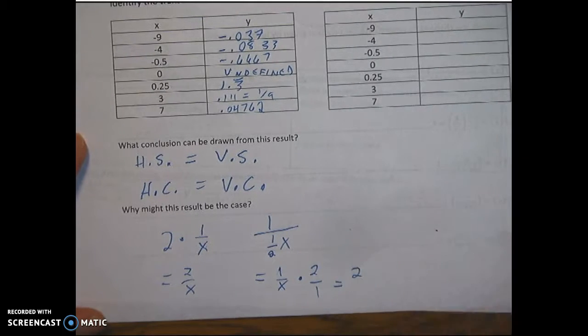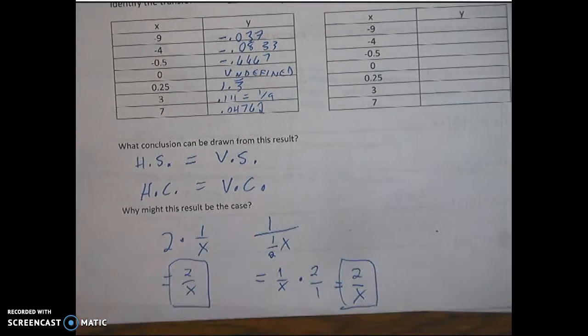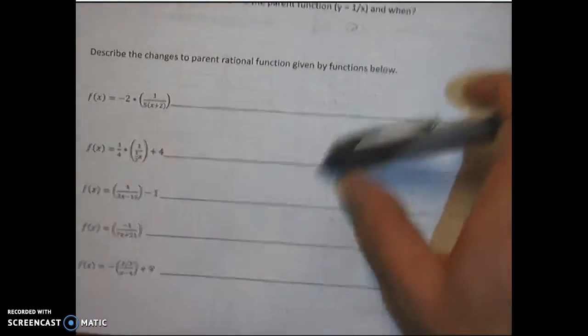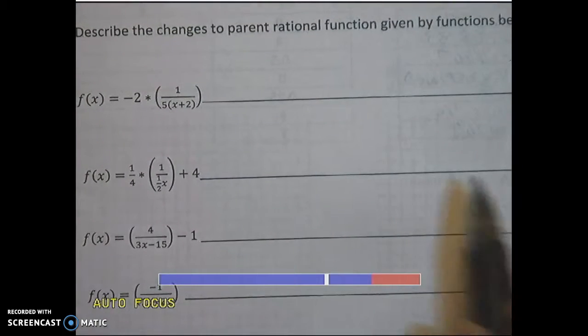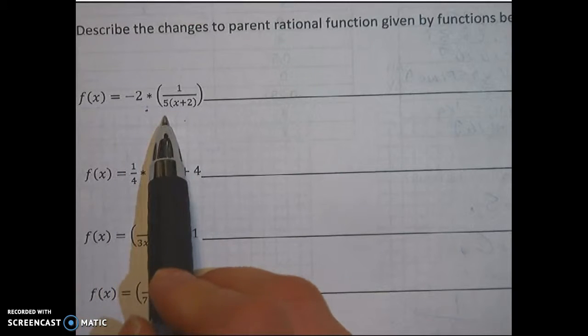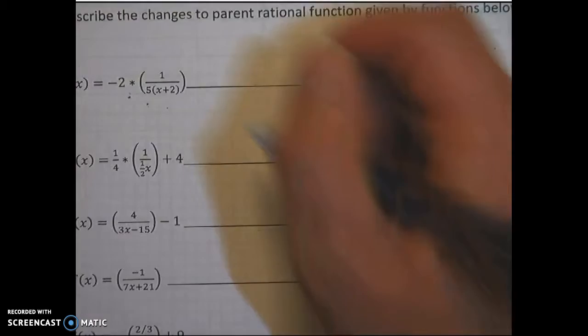Which is equal to 2 over x. So you can see, algebraically, they're exactly the same, and that's why that's the case. So when we come over here and we're identifying transformations, you might be inclined to say, oh look, there's a vertical stretch and a horizontal compression. But it's not the case, because we can do some simplification.